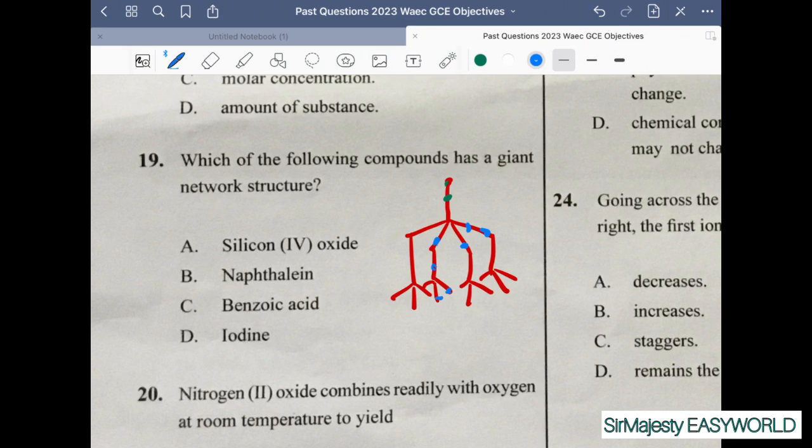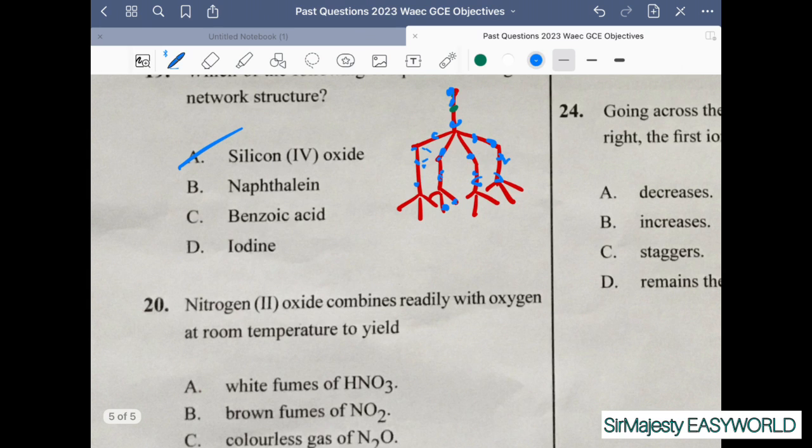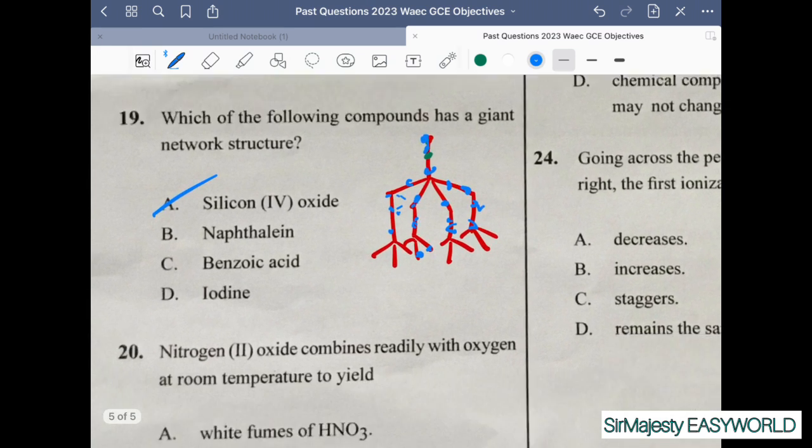Okay, this is just an illustration of the so-called giant molecules we encounter. So we see that silicon(IV) oxide, graphite, and also diamond have giant molecules. Naphthalene, benzoic acid, and iodine are not giants. They don't have a giant network structure.